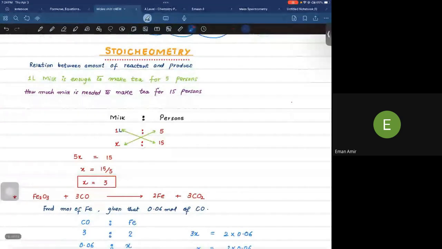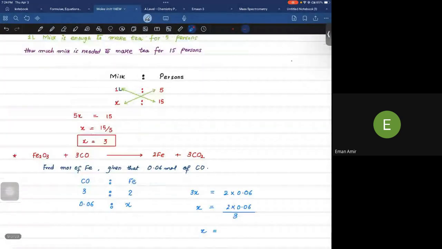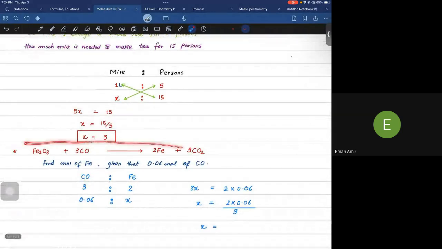How we are going to apply this on simple questions, and what is meant by the term mole ratio? This is a very important thing. Of course, you know from IGCSE, it's not a new thing for you. Mole ratio is the ratio between the given thing and the required thing. Let's suppose an equation is given to you, and you have to find the moles of Fe, and the moles of carbon monoxide are given to you.